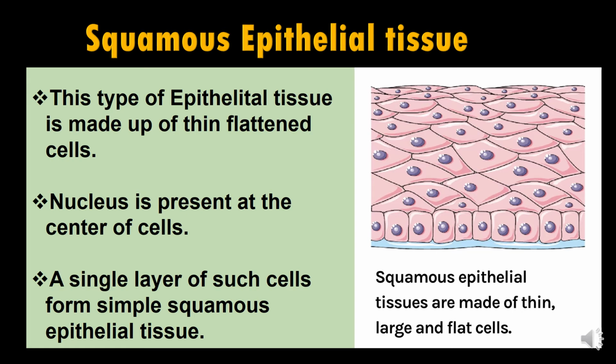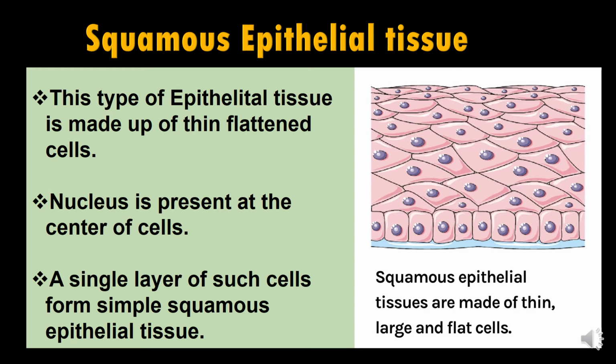Firstly, we'll discuss squamous epithelial tissue. This type of epithelial tissue is made up of thin flattened cells. As you can see, the cells are flat and they are compactly arranged without any intercellular space. The nucleus is present at the center of the cell, as you can see in the diagram, and this single layer of cells is directly attached to the basement membrane, and this is a kind of simple squamous epithelial tissue.